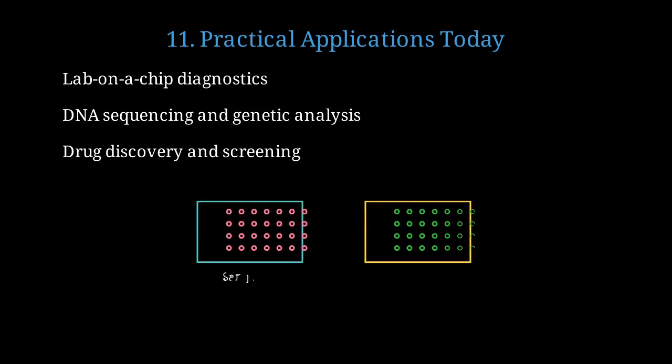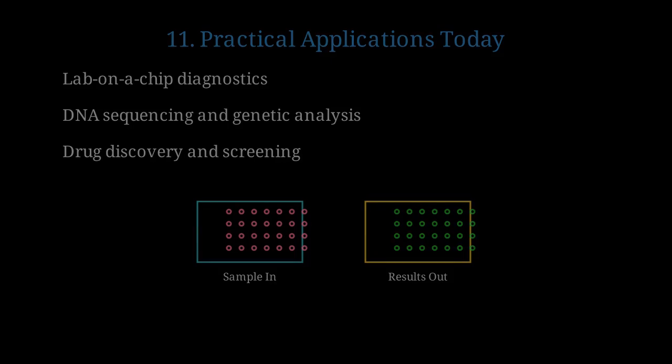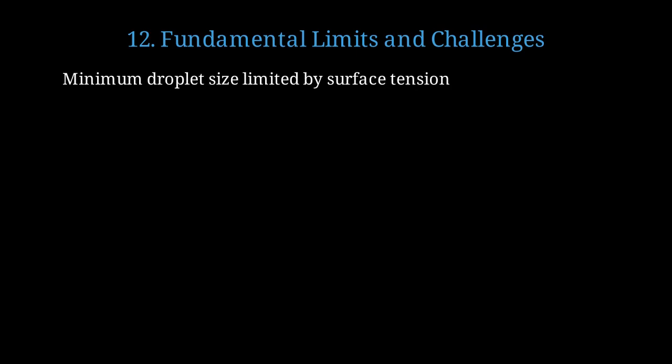A typical lab-on-a-chip takes samples in on the left, processes them through fluidic logic circuits, and outputs results on the right, all on a chip the size of a credit card. What are the fundamental physical limits and engineering challenges for fluidic computing? There's a minimum droplet size, below which surface tension forces make droplets unstable and difficult to control precisely.